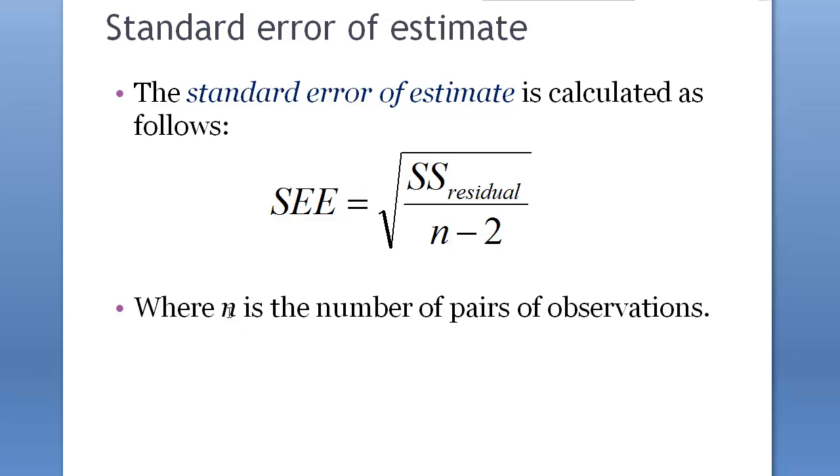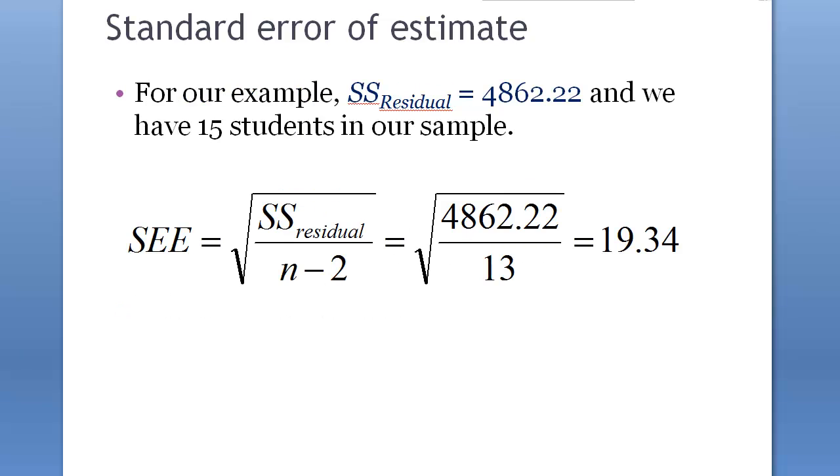Again, n is the number of pairs. Okay, so that's fine. Let's calculate that. The sum of squared residuals was 4,862.22, and there are 15 pairs. That means we subtract from the number of pairs, giving 13. If you use a calculator, you get 19.34. So that's the standard error of estimate.